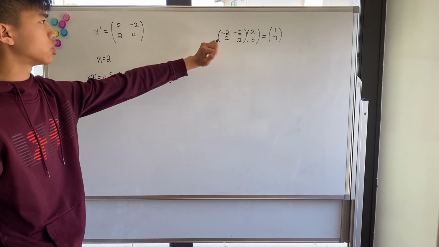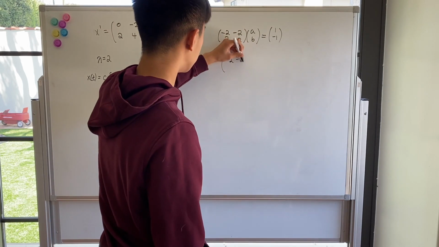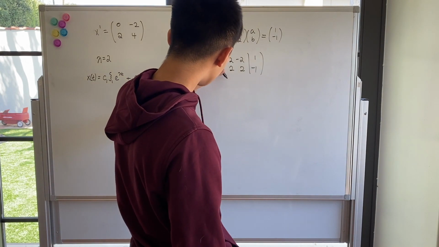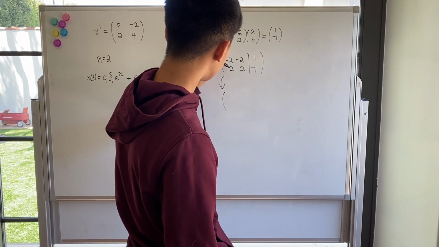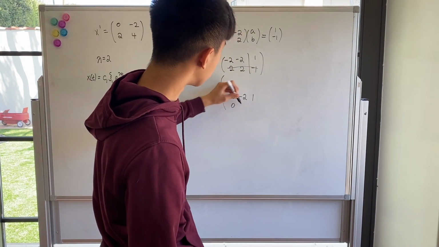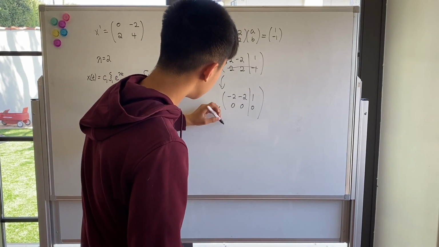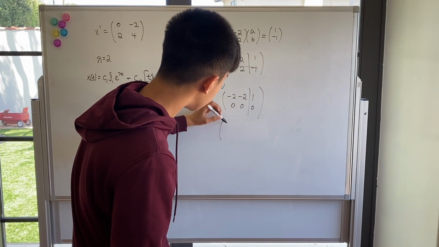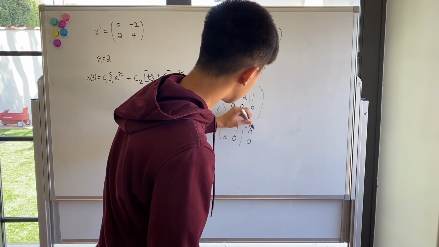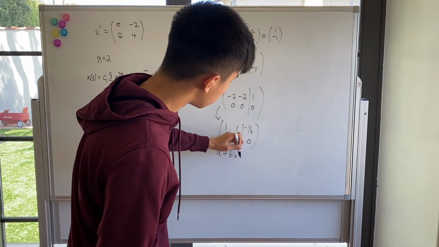So we can reduce this to row echelon form. So we have -2, -2, 2, 2, 1, -1. In order to do this, we can get rid of this bottom row. So -2, -2, 1, 0, 0, 0. Then after that, we can just multiply the first row by -1/2. So 1, 1, -1/2, 0. So we get a plus b equals -1/2.